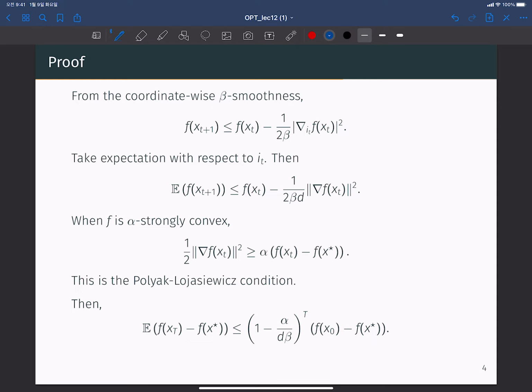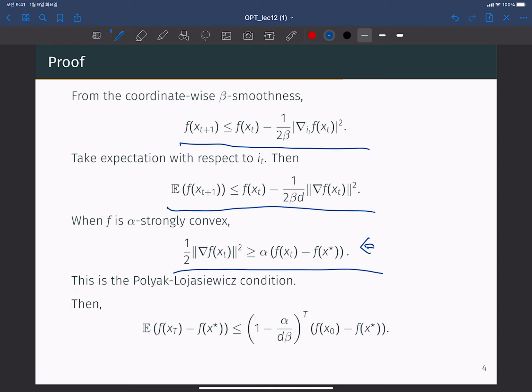From the coordinate-wise beta smoothness, we have this, which comes from just beta smoothness and the convex property of your objective function f. And take expectation with respect to the coordinate it. Since we sample it uniformly at random, we have this inequality. And when f is alpha strongly convex, we have this inequality as well. So that was our midterm exam.